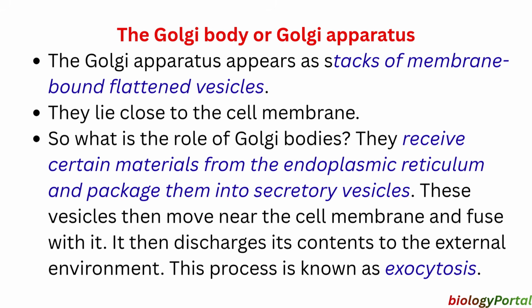The Golgi body or Golgi apparatus. The Golgi apparatus appears as stacks of membrane-bound flattened vesicles. They lie close to the cell membrane. So what is the role of Golgi bodies? They receive certain materials from the endoplasmic reticulum and package them into secretory vesicles. These vesicles then move near the cell membrane and fuse with it. It then discharges its contents to the external environment. This process is known as exocytosis.